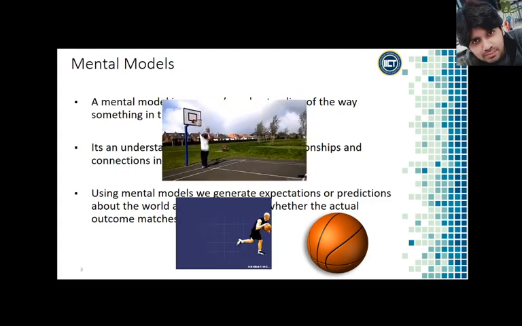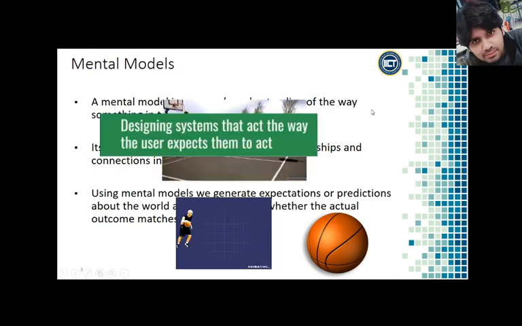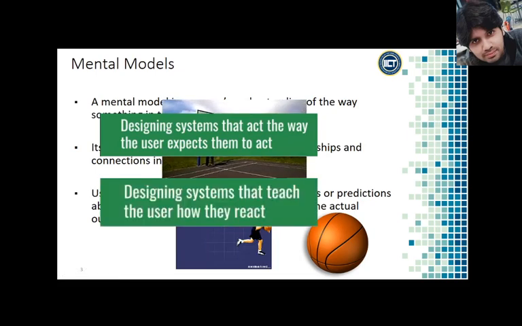So designing systems that act the way the user expects them to act is the main goal of this series of lectures, to design the system that could match the mental model. And of course, by doing so, designing systems that teach the user how they react. So if we can design a good system which can match our mental model, it will help us to teach the user as well how to use that particular interface.